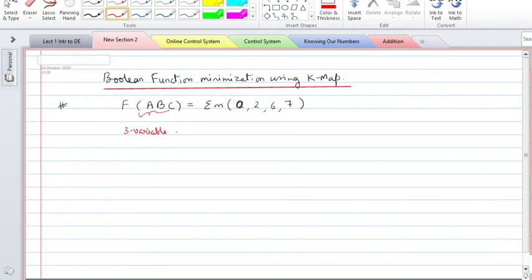So the number of possible cells of K-map will be equal to 2 raised to power 3, that is 8 cells. So in this case the K-map will be known as 3 variable K-map.